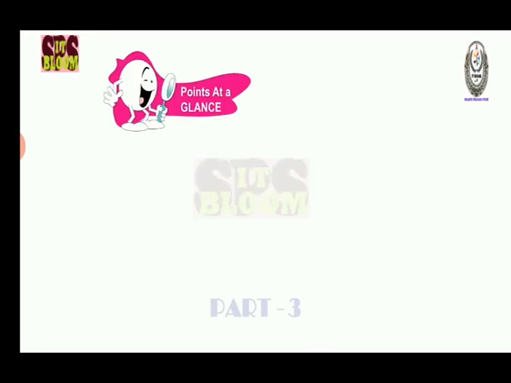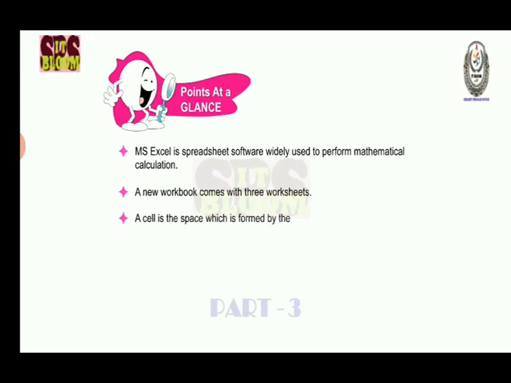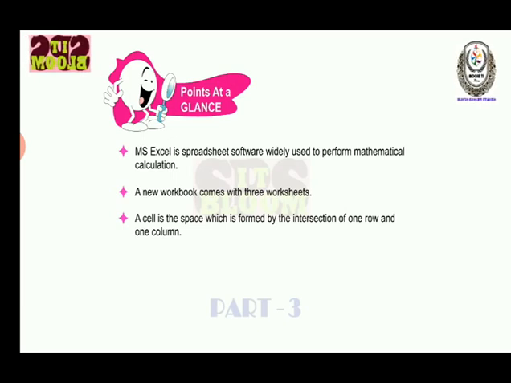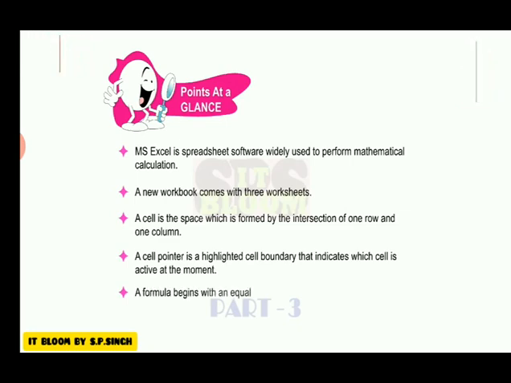Let us quickly glance through the key points discussed in this chapter. MS Excel is spreadsheet software widely used to perform mathematical calculation. A new workbook comes with 3 worksheets. A cell is a space which is formed by the intersection of one row and one column. A cell pointer is a highlighted cell boundary that indicates which cell is active at the moment. A formula begins with an equal to sign.